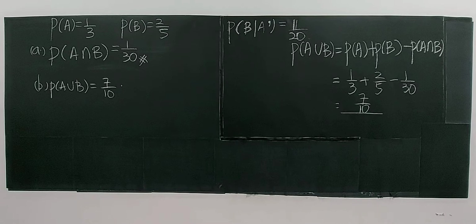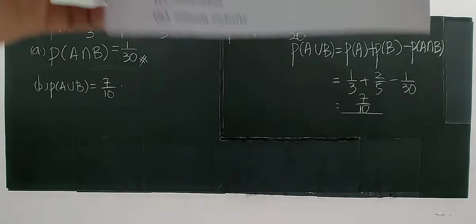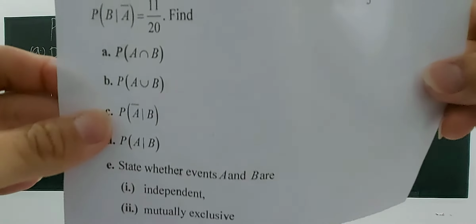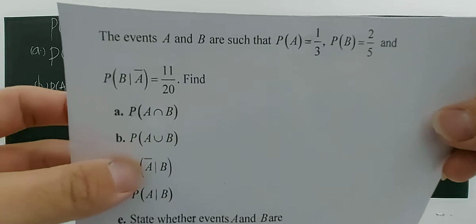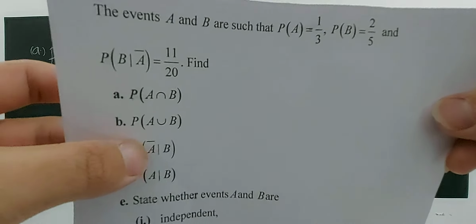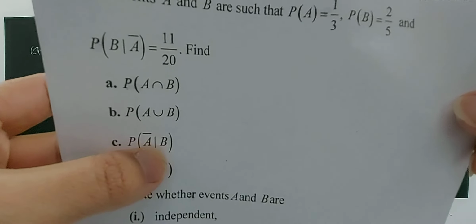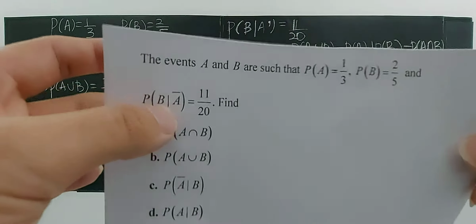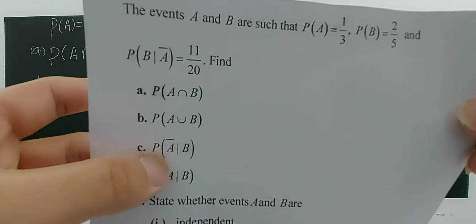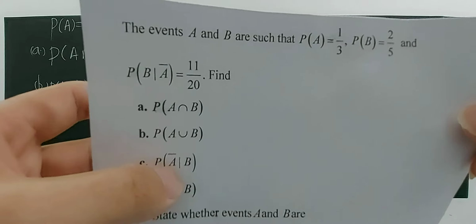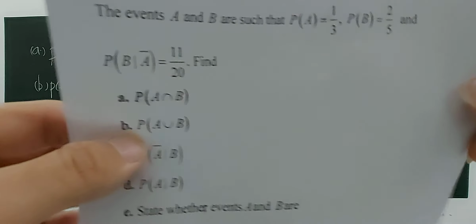Let's continue without wasting time, doing question C. Probability of complement of A given that B occurs first. Given B. Just now it was B given A prime. Now it is A prime given B. They are two different things. So how to calculate this?